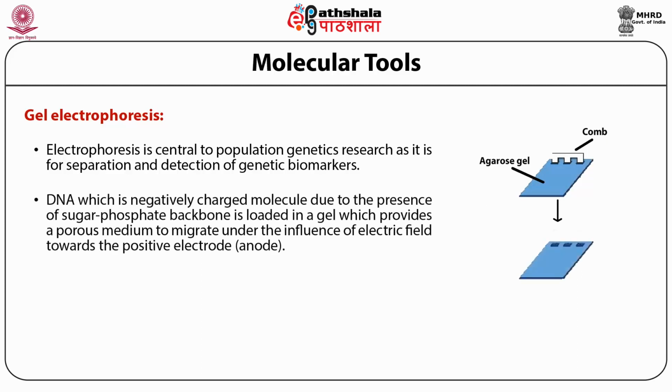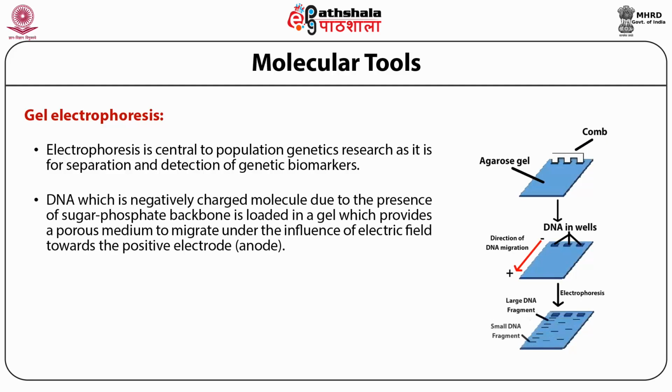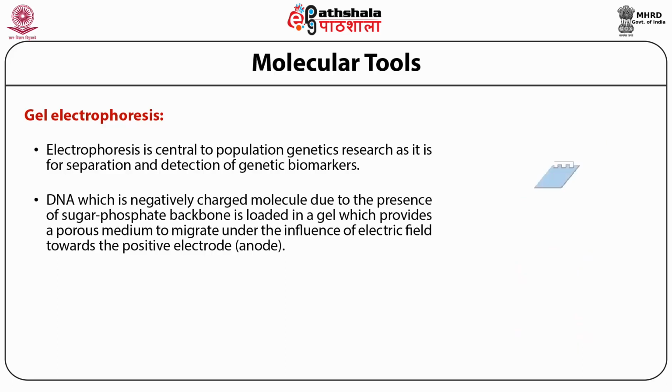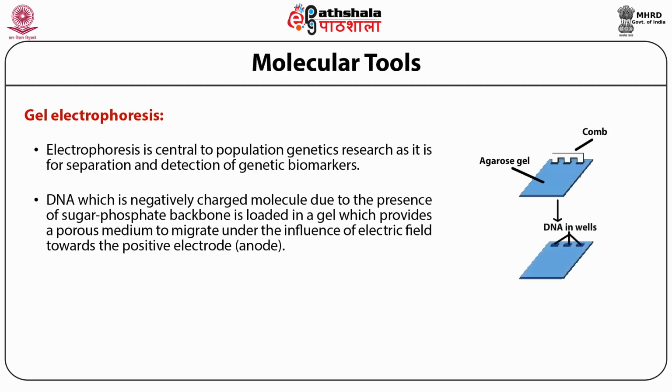DNA, which is a negatively charged molecule due to the presence of the sugar phosphate backbone, is loaded in a gel, which provides a porous medium to migrate under the influence of an electrical field towards the positive electrode, that is the anode. The friction, because of the movement of the strands in the gel, is necessary to separate fragments depending on their size.